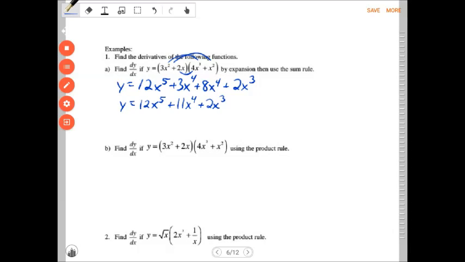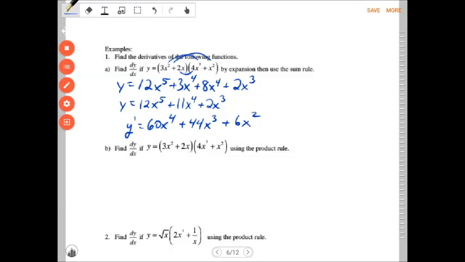Okay, so we multiplied that out, and now we're going to take the derivative using the sum rule, which we just used last time. So the 5 comes down, 5 times 12 is 60x, and then the exponent decreases by 1, plus 4 times 11, 44x cubed, plus 6x squared. Okay, so that's the derivative for example 1a there.